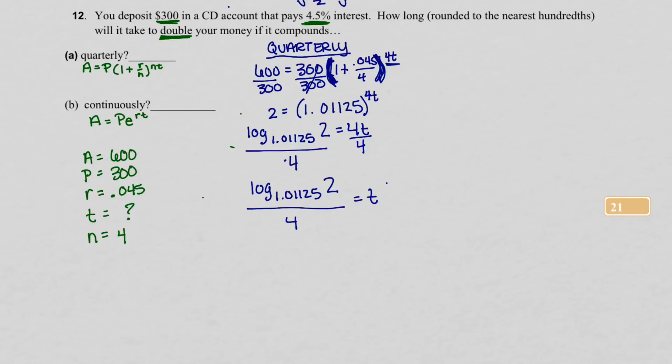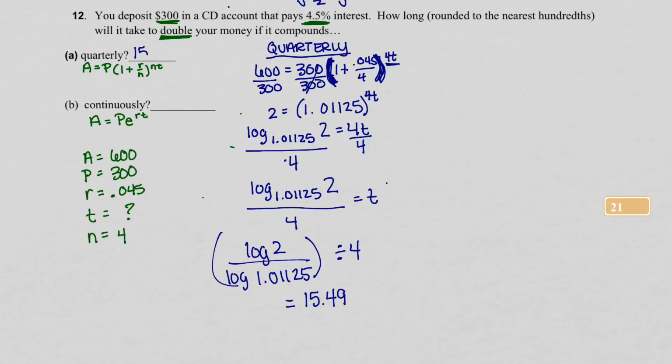So when I put that in my calculator, I'm going to remember to use my change of base. So I'm going to do my log of 2 divided by my log of 1.01125. And once I get that figured, I will then divide it by 4. Put all that in your calculator, and if you're rounding, you'll get about 15.49 years. That's my quarterly.